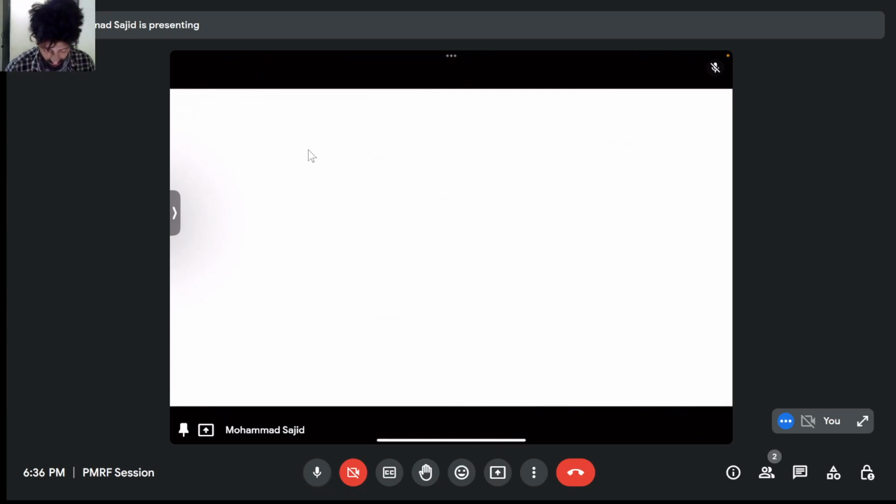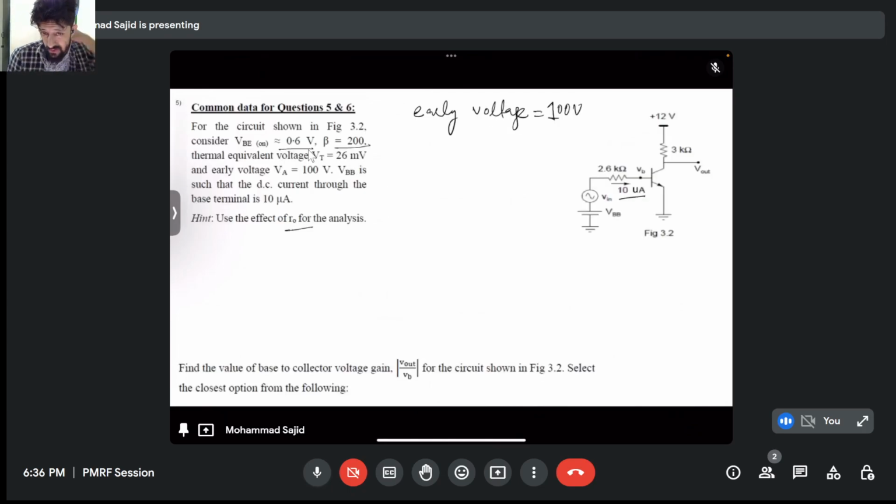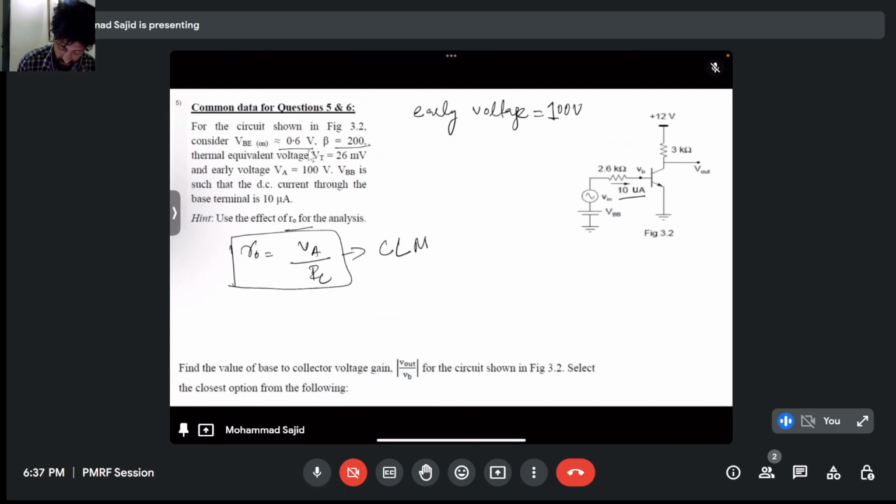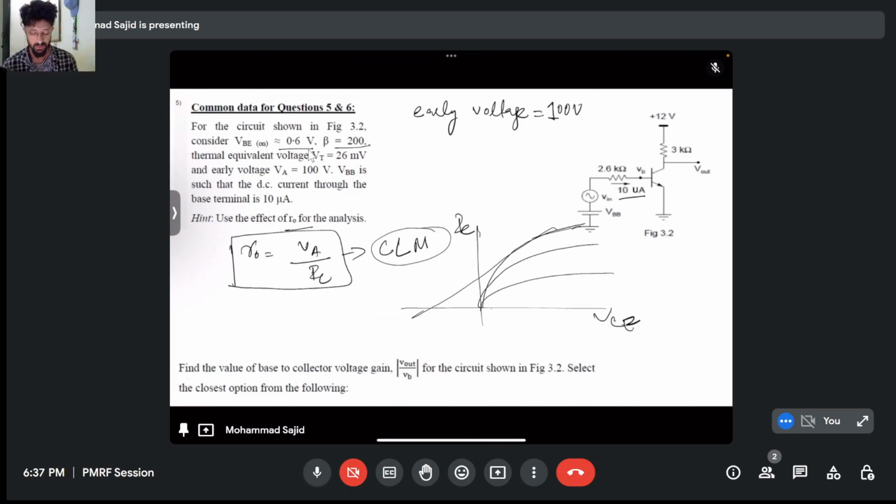R naught. Let's just see. We have actually discussed R naught as well. R naught is given as VA by IC. This is for channel length. We call it channel length modulation in MOSFETs. So here also this is the early effect, that is how much current will increase with applied collector voltage. So just to let you know what is the significance of this resistance.